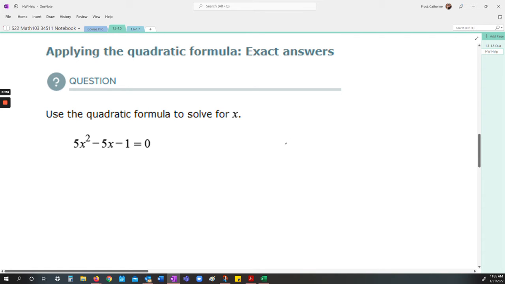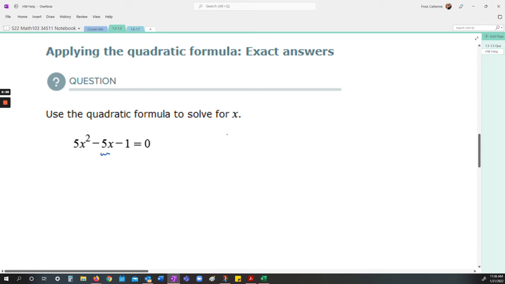You can try to factor. You can try the square root method. Since we have this 5x here, square root method isn't going to work. But let's see if we could factor. That's oftentimes the quickest way if it works.